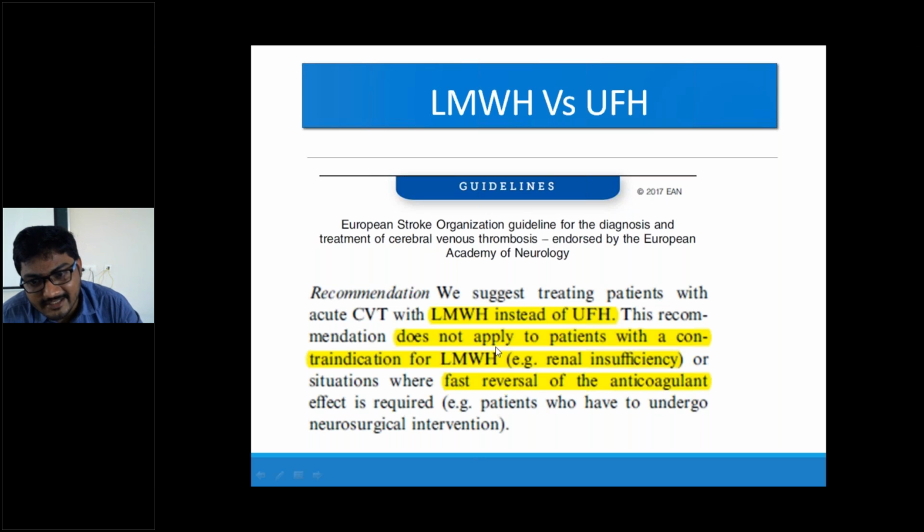So this recommendation doesn't apply to patients with a contraindication for low molecular weight heparin. See, for low molecular weight heparin there is one contraindication, that is renal insufficiency. If the patient has high creatinine or is a known case of chronic kidney disease, then we can't give low molecular weight heparin. Why? Because it makes the creatinine level much higher, right? The eGFR, the glomerular filtration rate, will decrease. Okay, that is the thing you should remember.